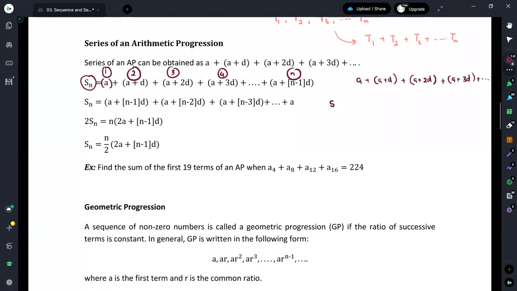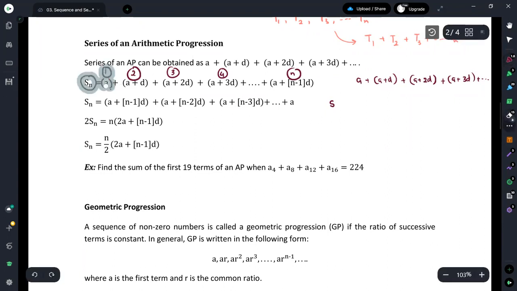Then here this is the proof. What we are doing here is writing the terms in reverse order. Therefore, the nth term comes first, then the n minus 1 term, then the n minus 2 term. Likewise, this was the first term that we are having. Then we are adding these terms with each other.